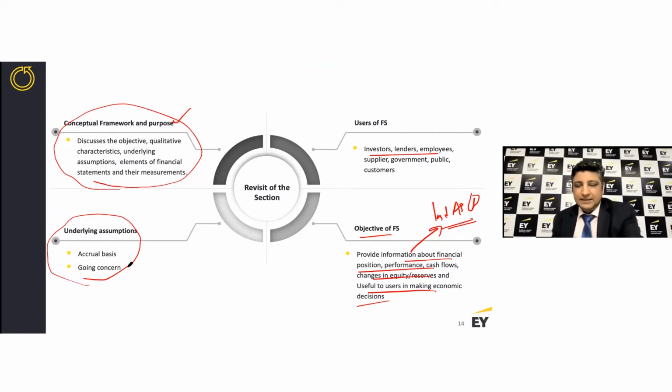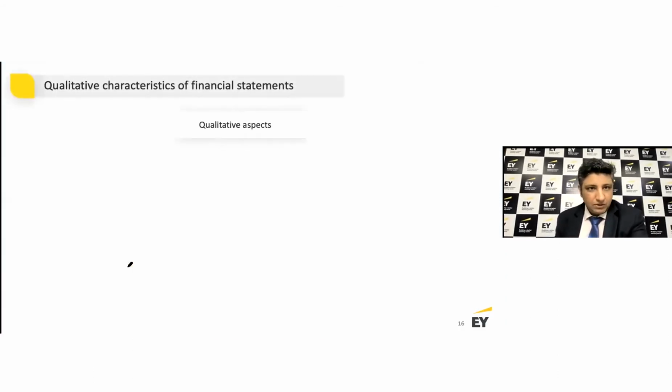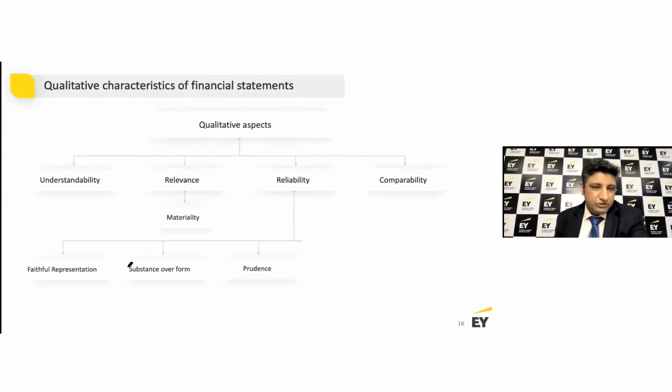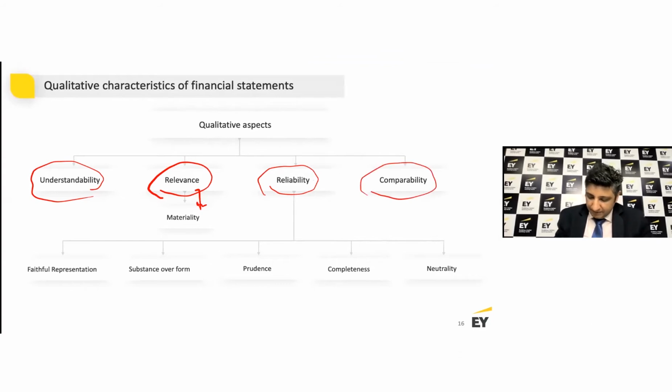All right. The next section now seems a little conceptual, a little theoretical, and well, it is a bit theoretical, of course, but then we talk about the qualitative characteristics. We won't be spending a lot of time on that, but this is one slide which you should be very, very comfortable knowing, right? We talk about understandability, relevance, which includes in itself materiality. We talk about reliability and comparability, and within the reliability perspective, we talk about faithful presentation, substance over form, prudence, completeness, neutrality, and all these aspects involved, right?